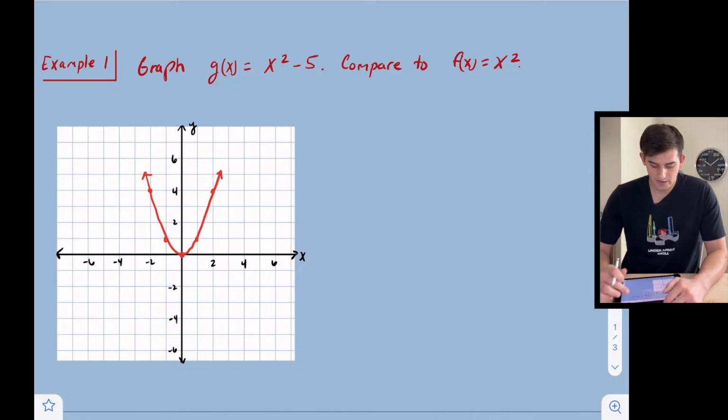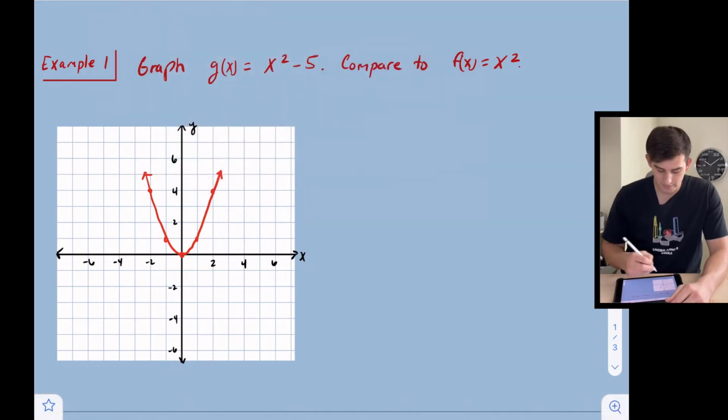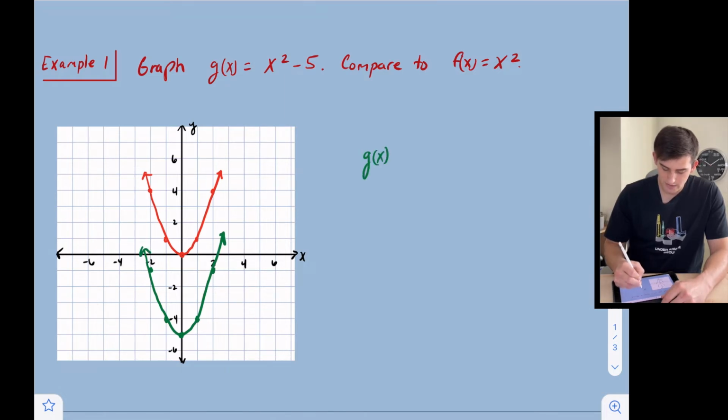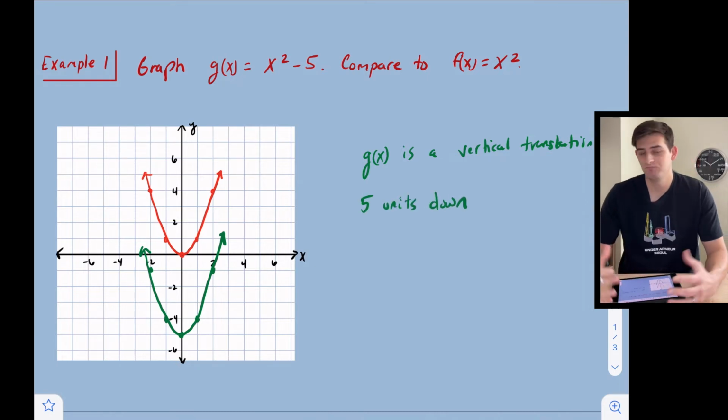And now we're just going to graph x squared minus 5. So that minus 5 right there just tells me move all of those points down 5 units. So the vertex, 1, 2, 3, 4, 5, will move there. And the other points, 1, 2, 3, 4, 5 as well. So here's what our new parabola would look like. So we can say g of x is a vertical translation 5 units down, and that's all it is.